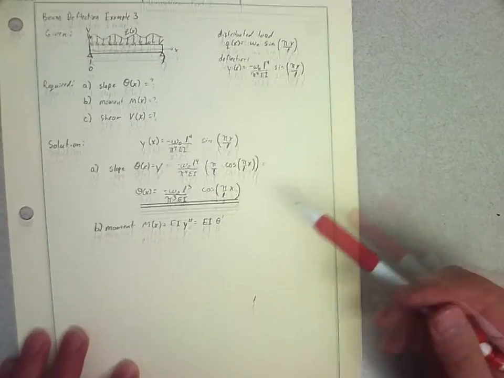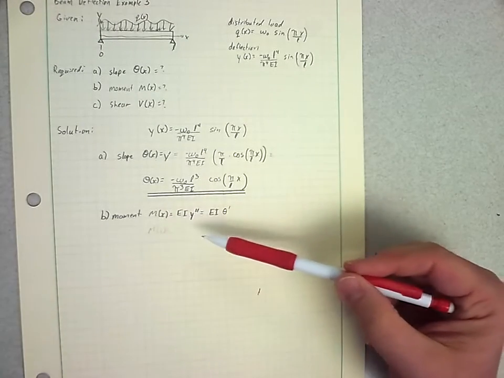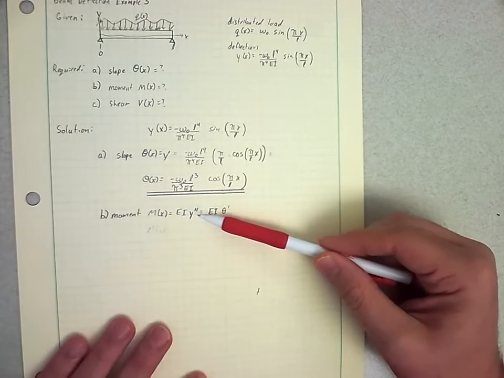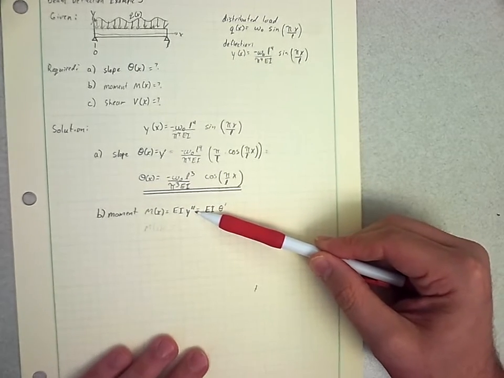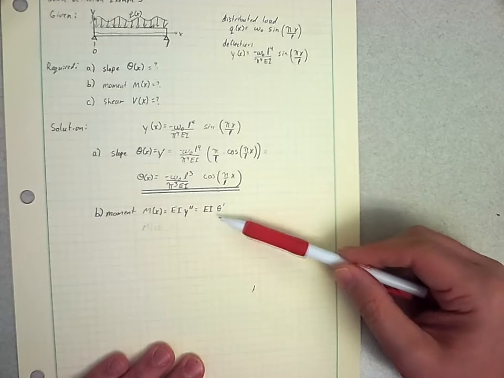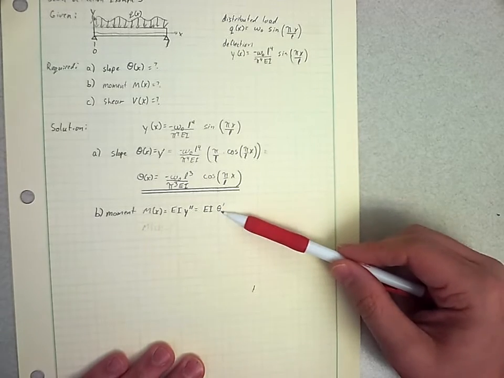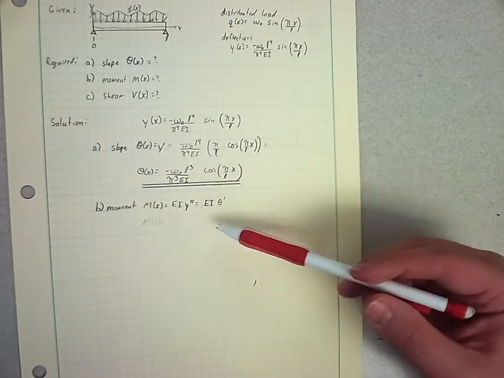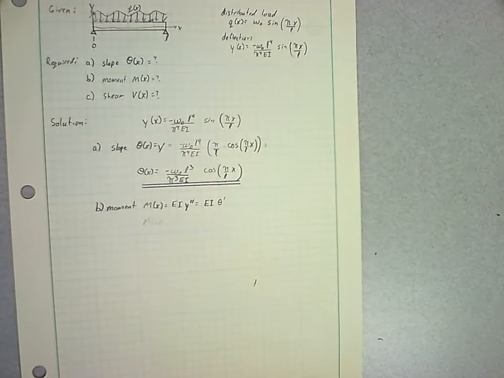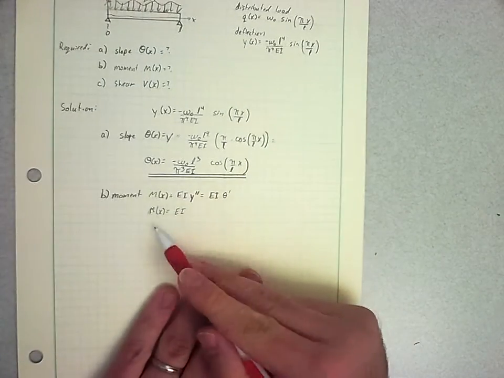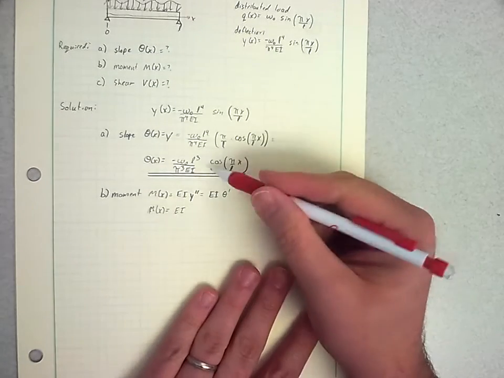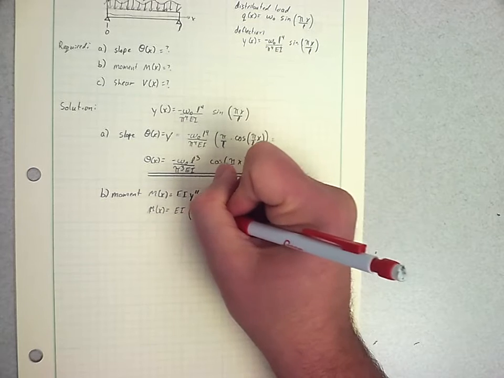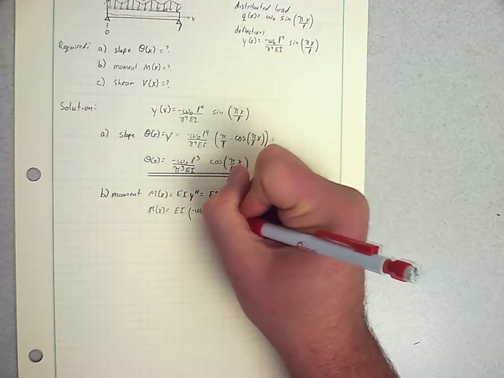Our second question asks us to find the moment. If we remember back from our discussion before, the moment is EI times the second derivative of our deflection, or the other way of thinking of that is EI times the derivative of our slope. So if we have our slope expression, M of x is EI times the derivative of this, and we keep the constant out front.